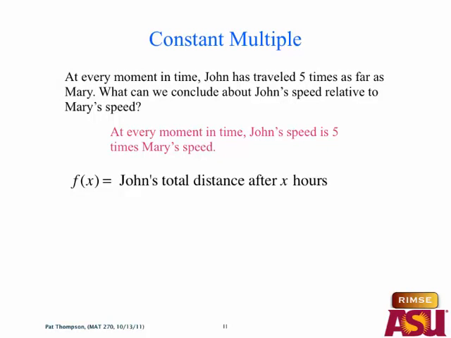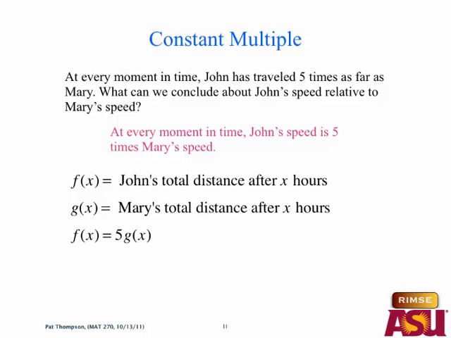All right, so if F gives John's total distance after X hours, and G gives Mary's total distance, what's the setup? The setup is he's traveled 5 times as far as she has. So the setup of that is F equals 5G, right? Our conclusion, at every moment in time, his speed is 5 times Mary's speed. How do we write that? If F is distance, what would be the corresponding speed? The rate of change, right?